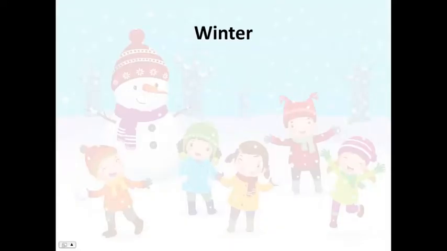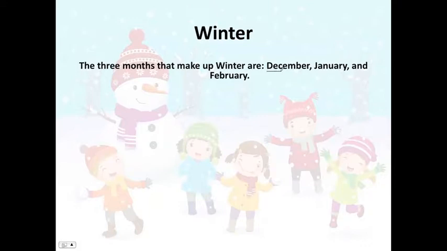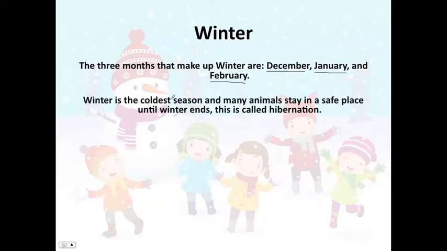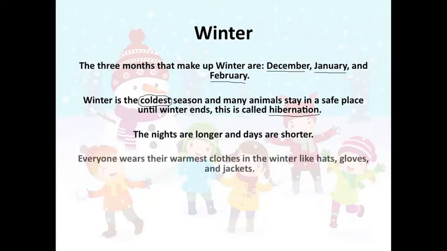The next season we have is winter. The 3 months that make up winter are December, January, and February. Winter is the coldest season, and many animals stay in a safe place until winter ends. This is called, let's highlight this as well, hibernation. So when animals stay in a safe place, we call it hibernation. The nights are longer and the days are shorter. Everyone wears their warmest clothes in winter, like hats, gloves, and jackets. Let's remember this, winter comes after autumn.